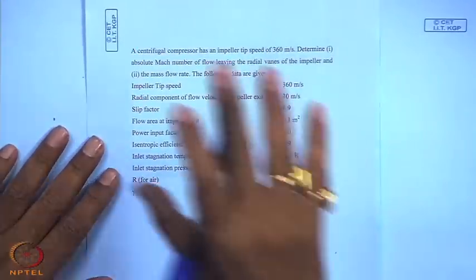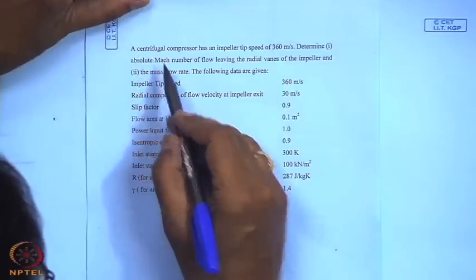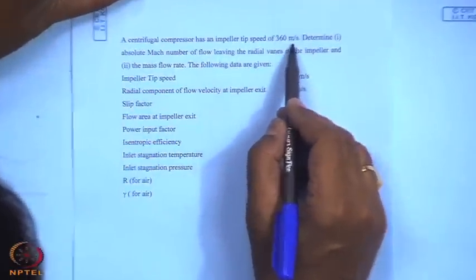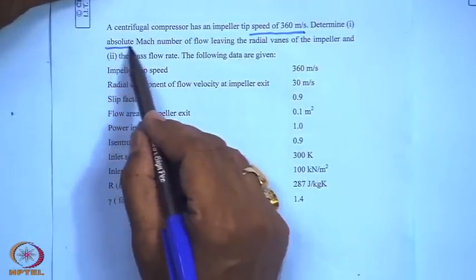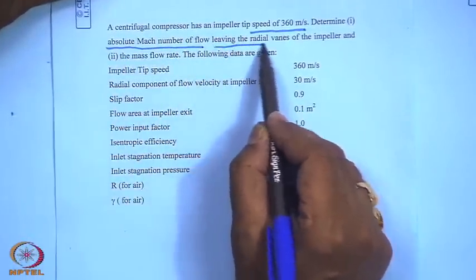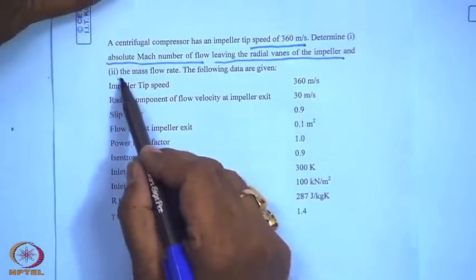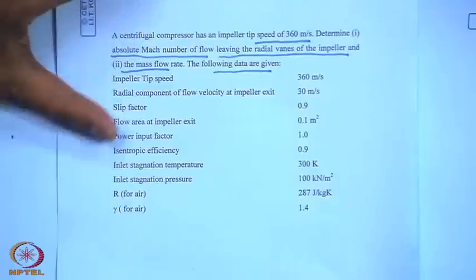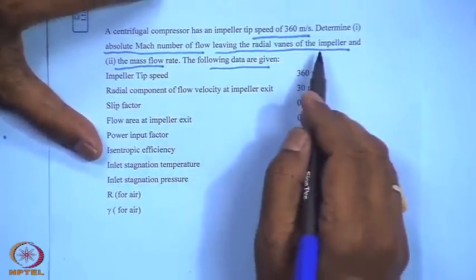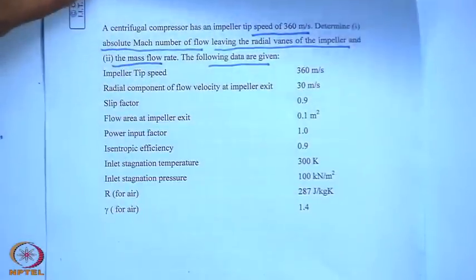So we have discussed the principle of the characteristic curves, the concept of surge, the surge line, the maximum efficiency line and the choking line. Now let us consider this problem. A centrifugal compressor has an impeller tip speed 360 meter per second. Determine absolute Mach number of flow leaving the radial vanes of the impeller and the mass flow rate. The following data are given. Absolute Mach number means based on absolute velocity.